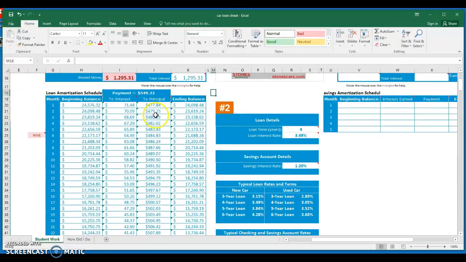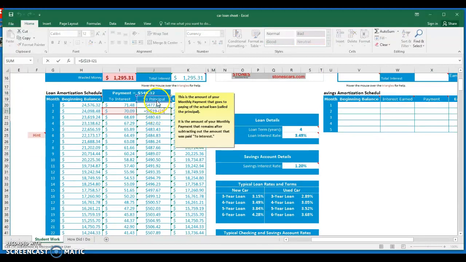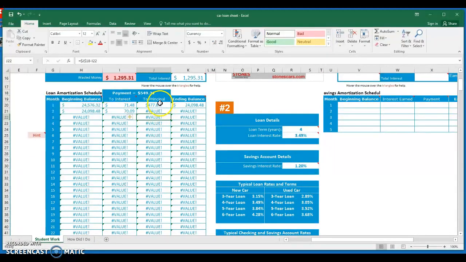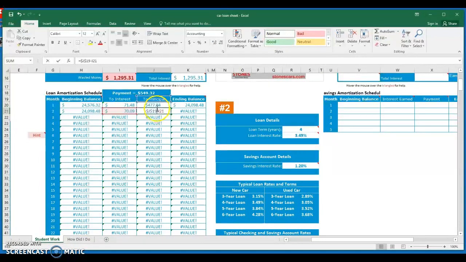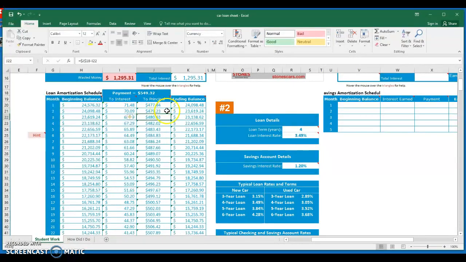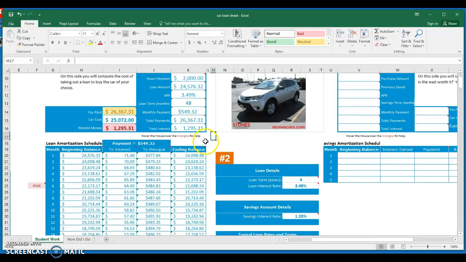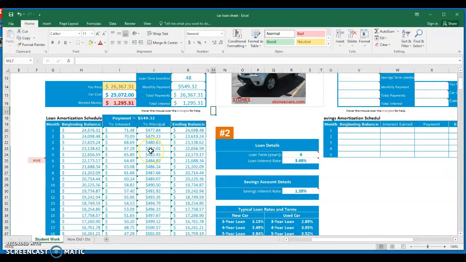Usually if it says value, then it usually means you're trying to take letters and mix them with numbers, like trying to subtract a principal from a number, and it just won't work. So you can fix that easily now that you know what that means.